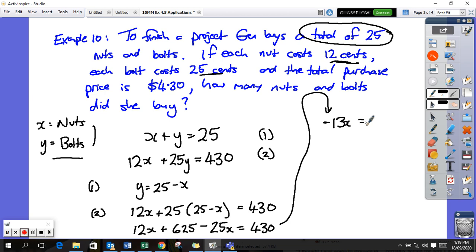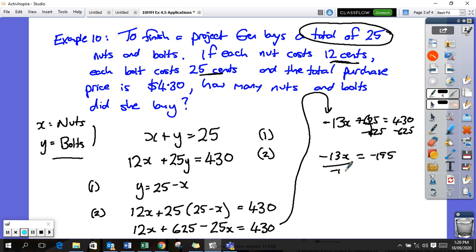It's not actually going to end up being any easier. Anyway, let's just do one step at a time instead of two steps. So minus 13x plus 625 equals 430. Now I minus the 625 and the same to the other side. So I get minus 13x equals, 430 minus 625 is minus 195.